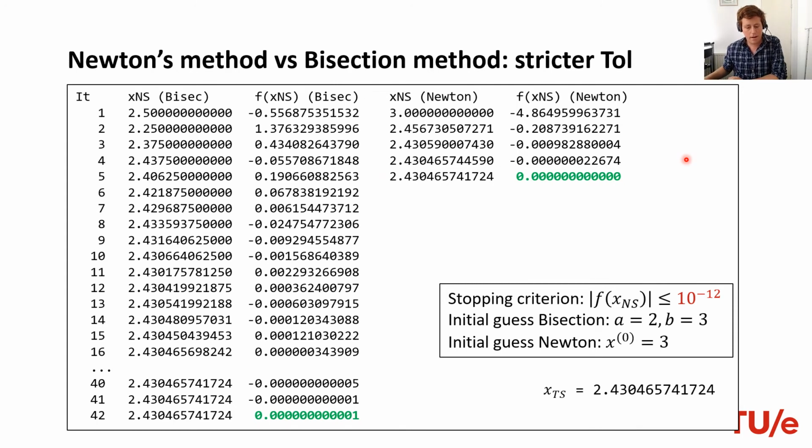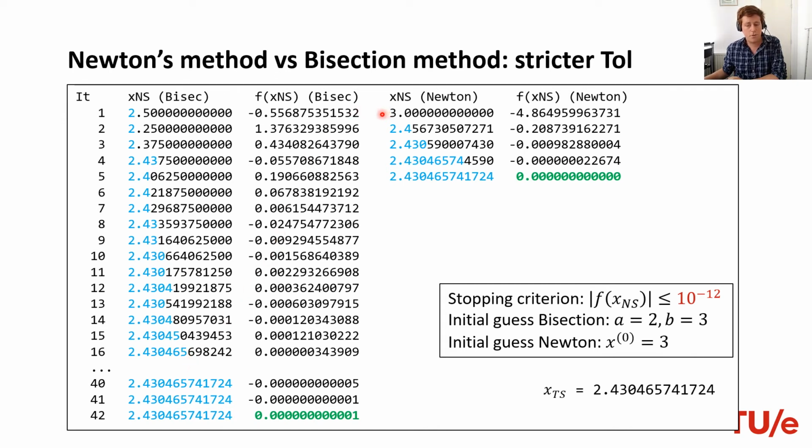If we take a look at the number of correct digits in the solution produced by each of these numerical methods, I have here the exact solution. For the bisection method, if we're lucky, we increase the number of correct digits by 1 in an iteration. So this increases very slowly as we go through more and more iterations.